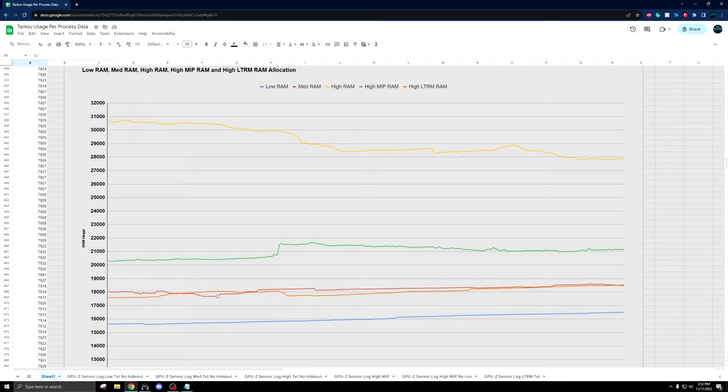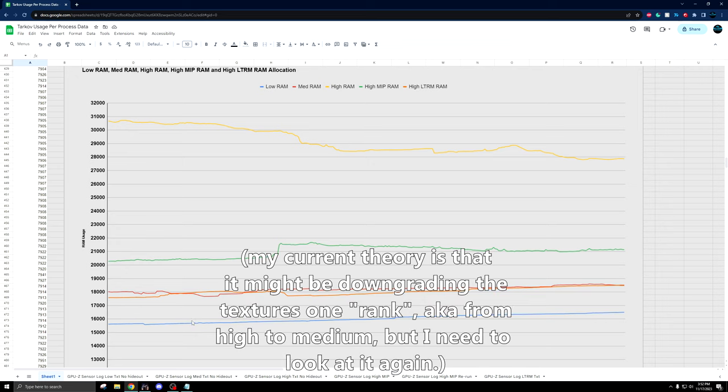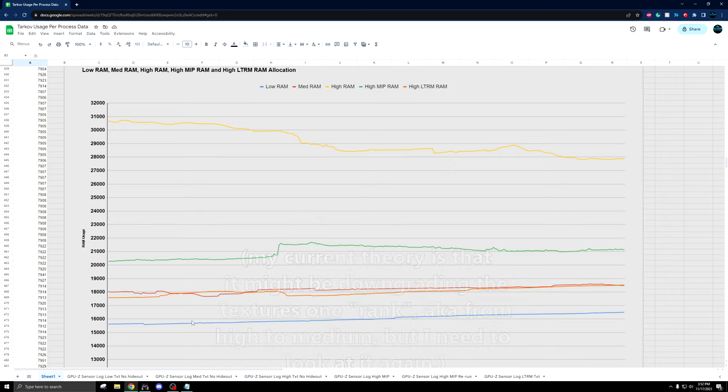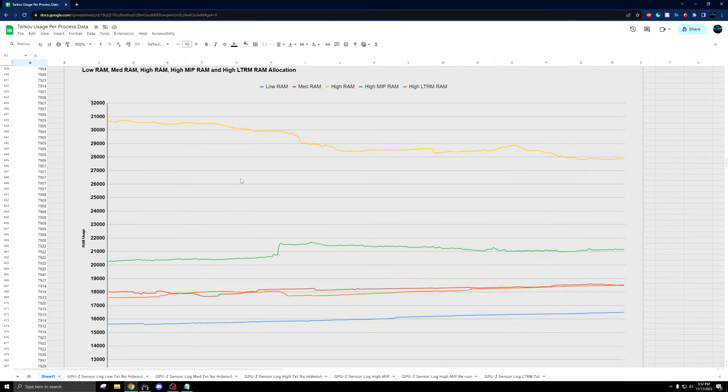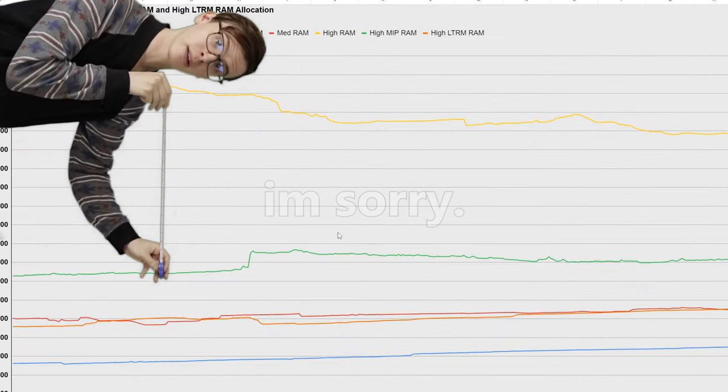Another interesting point of data here is that the high with low texture resolution mode RAM usage was very similar to the medium texture quality's RAM usage instead of low, which contradicts what I was originally finding in my first video. I may have to do a refresh on that video and look at more data to get a more firm conclusion, especially since I have these new numbers. Another thing that's interesting to note is that high texture quality with MIP streaming, in contrast to high texture quality, is significantly lower in RAM usage, almost 10 gigabytes, ranging from about 8 to 10. That's quite big.